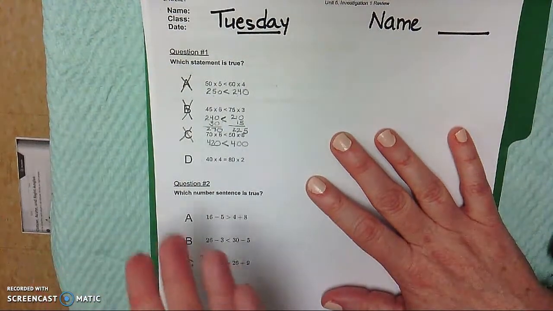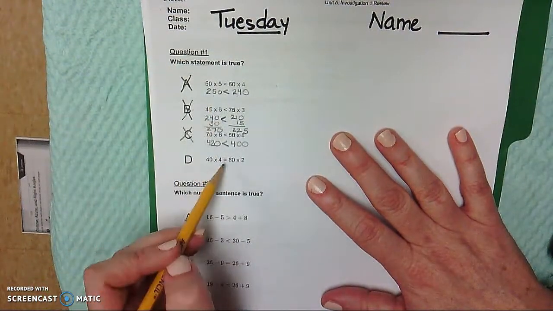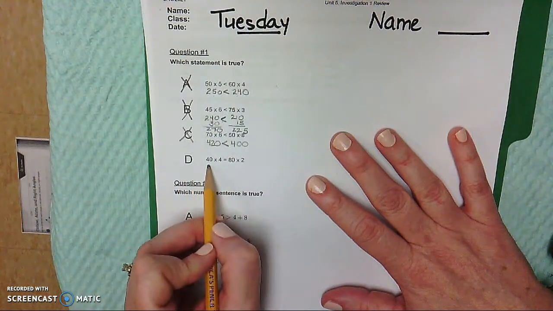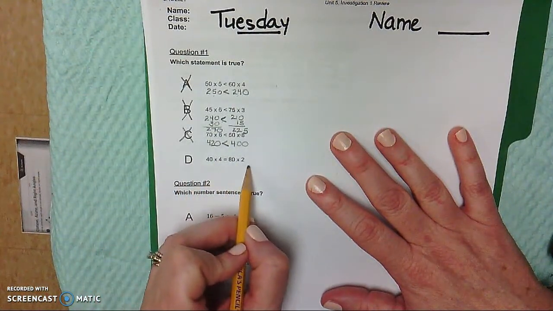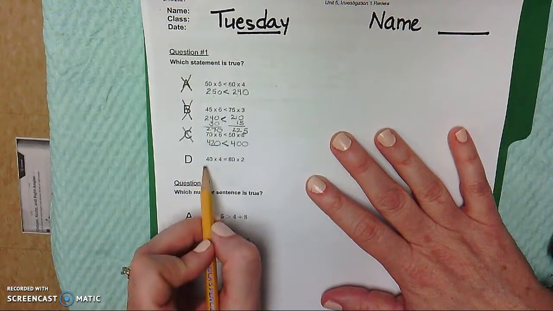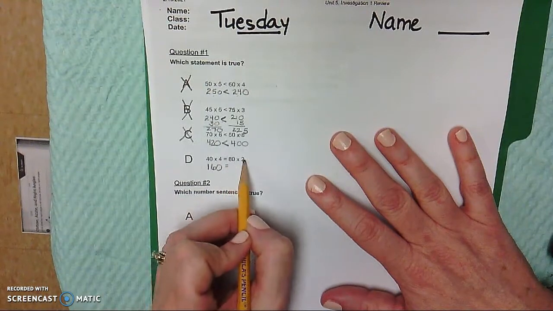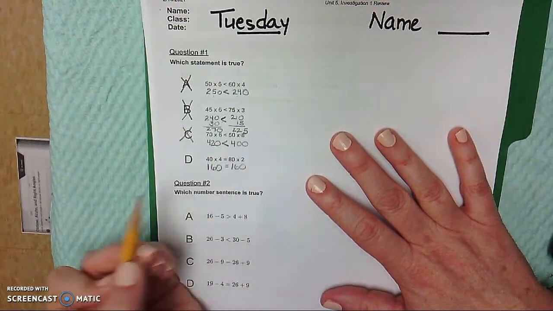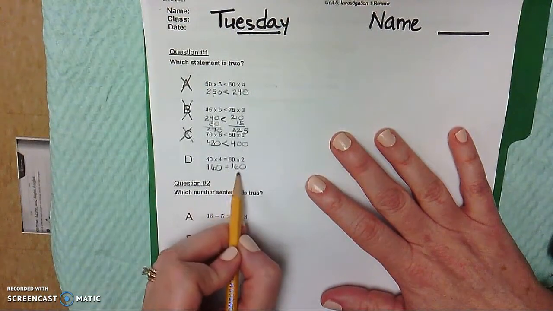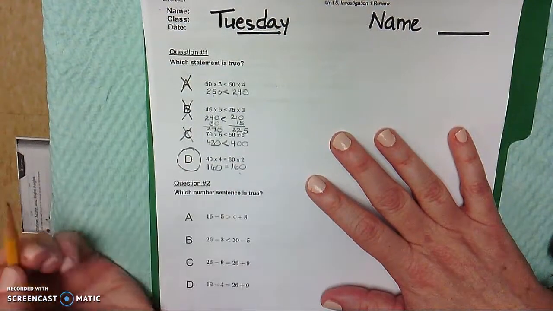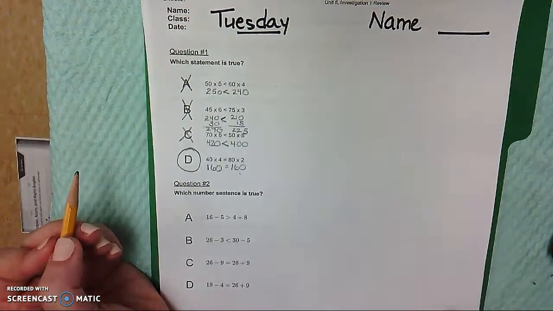So let's look at D. D has a different sign. It has the equal sign. So it is saying that whatever is here must be the same answer as whatever equals here. So 40 times 4 is 160, and 80 times 2 is 160. So does 160 equal 160? Yes, so the correct answer for number 1 is D.